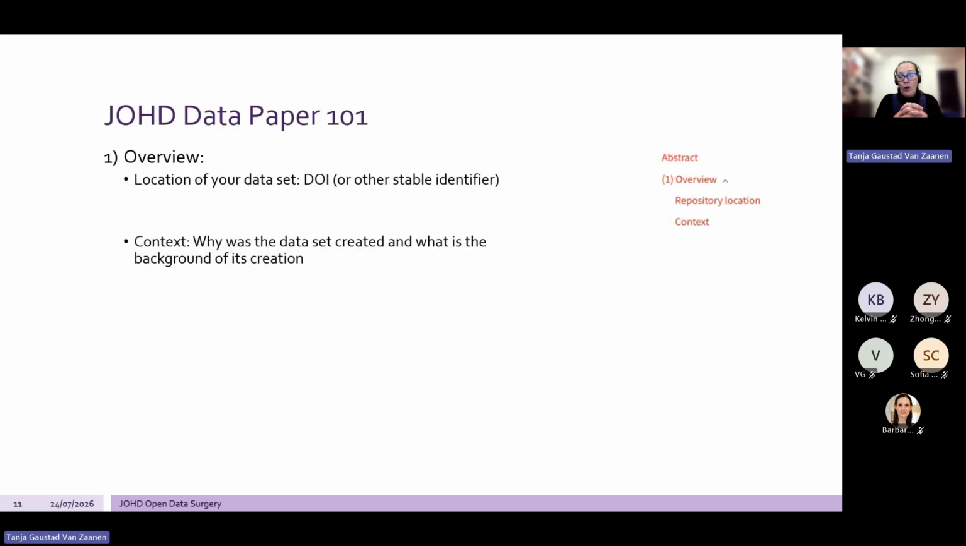So the overview. Why was your data set created to start with? So what's the background? Is it a project you were working on? Is it your PhD thesis or maybe your Master's thesis? And this section will also indicate the location of your data set. You're going to have your DOI or another stable identifier there that points to in what repository and where someone can actually access your data. That is really, really important for a data paper.